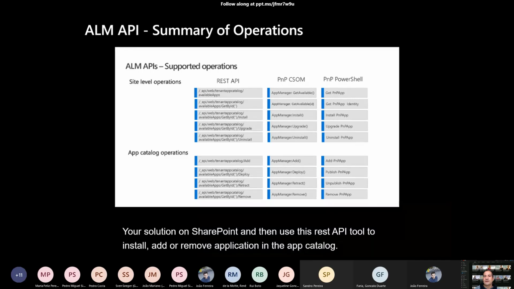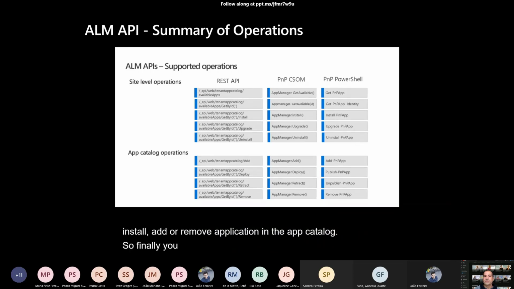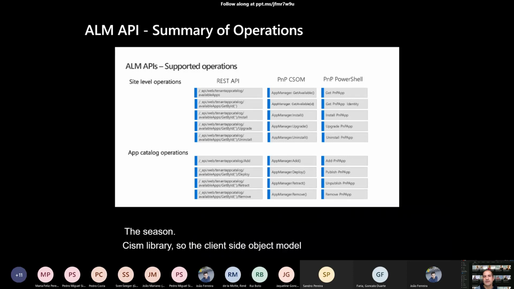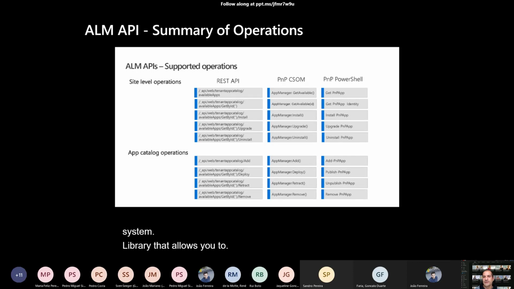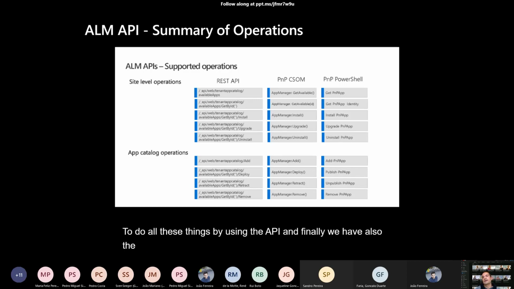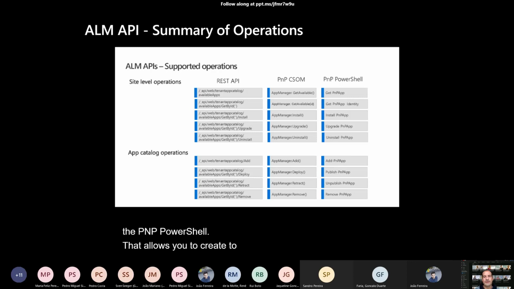Finally, you can even take advantage of the CSOM library, the client-side object model. There is the PnP CSOM library that allows you to do all these things by using the API. And finally, we also have PnP PowerShell, which allows you to run just a few commands to add and upgrade a solution in the app catalog.